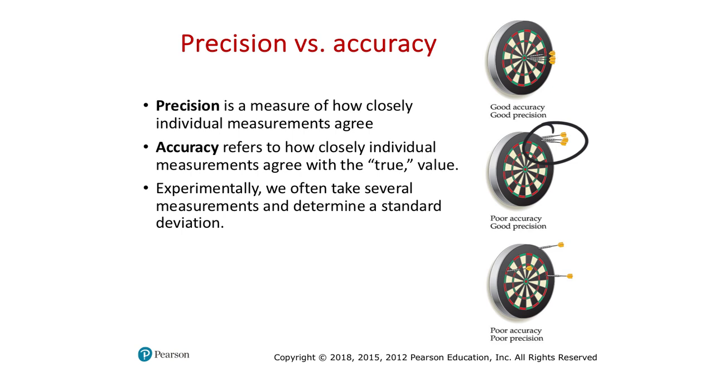Now, was that the target? Let's say the person throwing those darts was aiming at the bullseye. Then you can say, well, that was really inaccurate, but it was really precise. And so precision is how closely individual measurements agree. So we do a measurement, we get this number, we do it again, we keep getting the same number. That's precision.